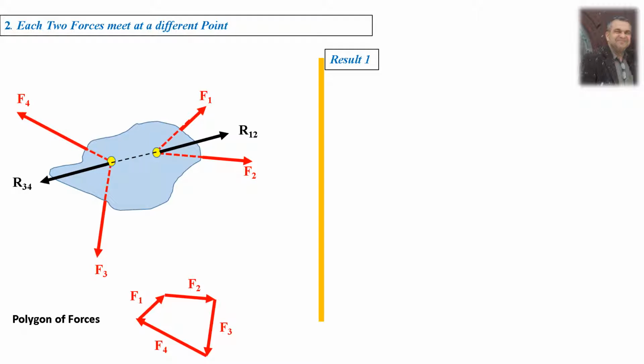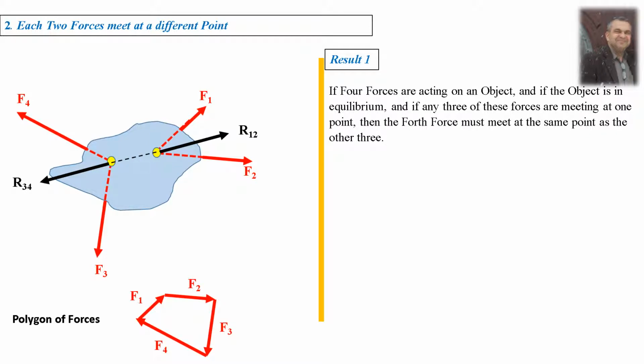Now, results. There may be some interesting results here. This is result number 1. If 4 forces are acting on an object, and if the object is in equilibrium, and if any three of these forces are meeting at one point, then the fourth force must meet at the same point as the other three. Otherwise, the equilibrium cannot be satisfied.